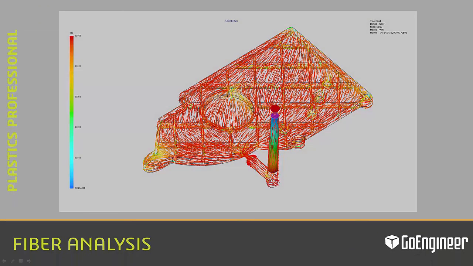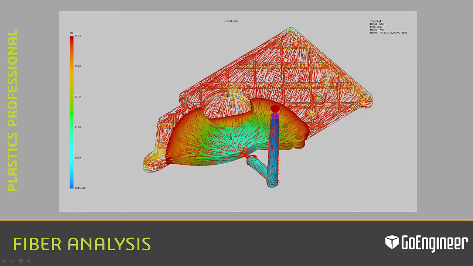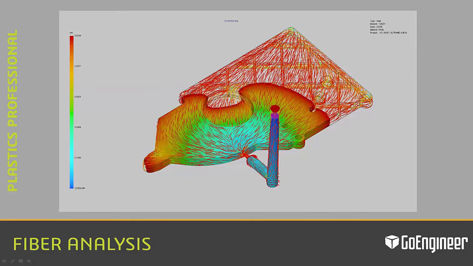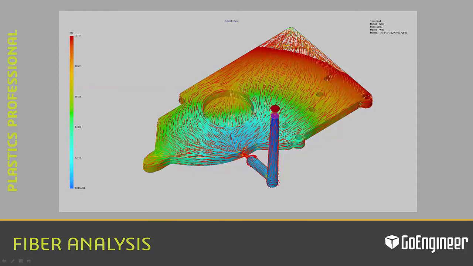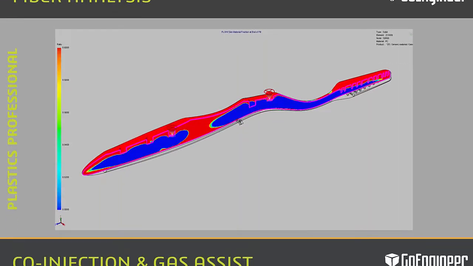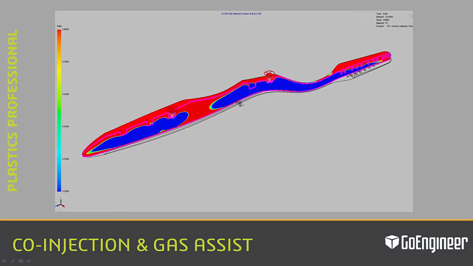For fiber-filled materials containing glass fibers, carbon fibers, etc., this analysis will predict the resulting fiber orientation and mechanical properties of a molded part. The next two examples available in Plastics Professional are co-injection and gas assist. Co-injection molding is when two polymers are injected into a single mold, normally one inside the other, so that one material becomes the outer skin of the molded part, and the second material becomes the core of the molded part.